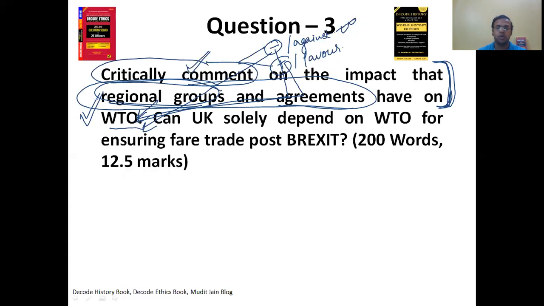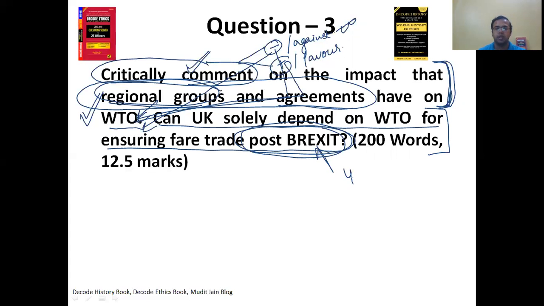You will be able to write more dimensions, you will be able to give the examiner something new, and then you will get more marks. Then four parts are already there. Can UK solely depend on WTO for ensuring fair trade post Brexit? Now, Brexit is a keyword in this question. So you have to define Brexit when you are dealing with this line. You have to tell what is Brexit, what are the facts related to it, years, reason. All you have to do is mention it in two, three, or four lines and not more than that.